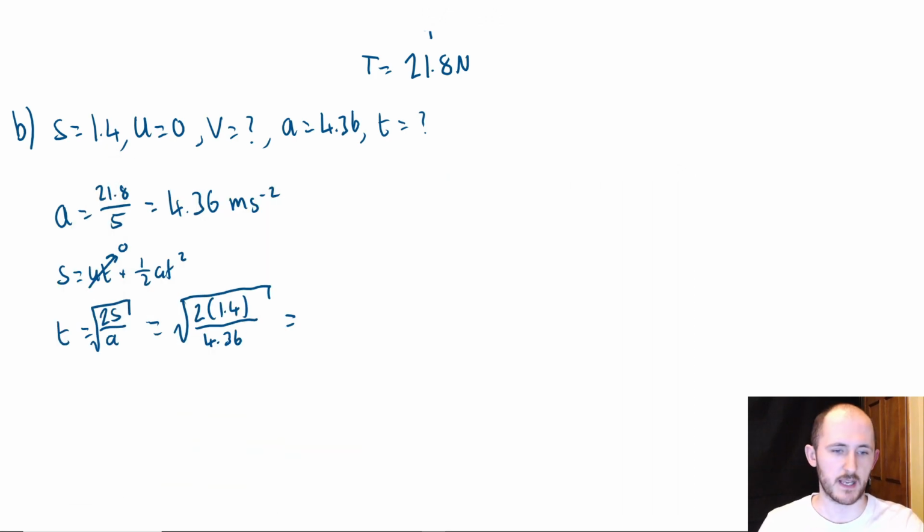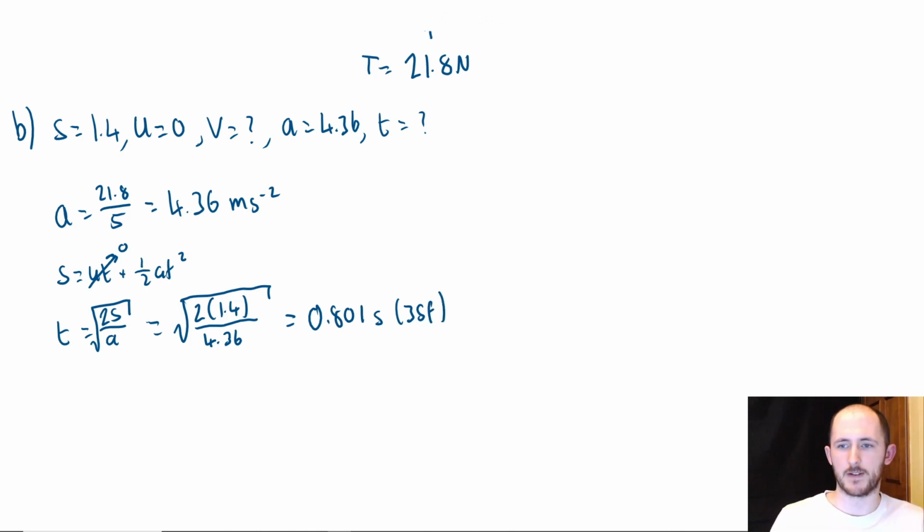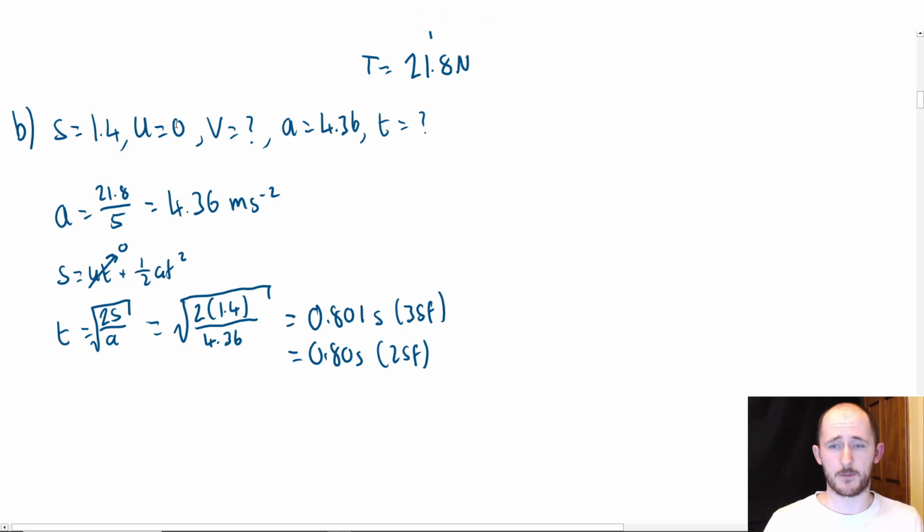0.8 seconds. So we can do it to two significant figures, 0.801 seconds. That's just 3SF. Okay, perfect. Technically speaking, we should do it to 0.80 to 2SF. And the reason for that is if we look at the numbers we get given up here, the lowest number of significant figures is 2. So our answer should be given to two significant figures if nothing is specified.